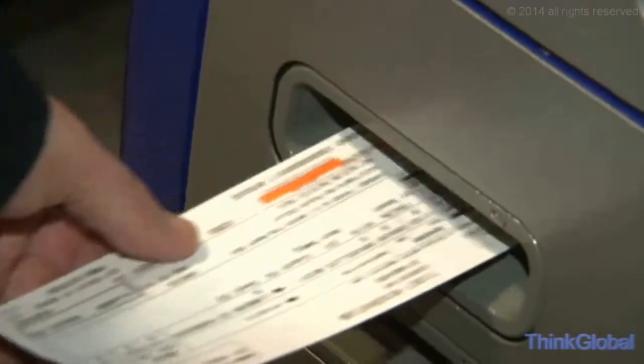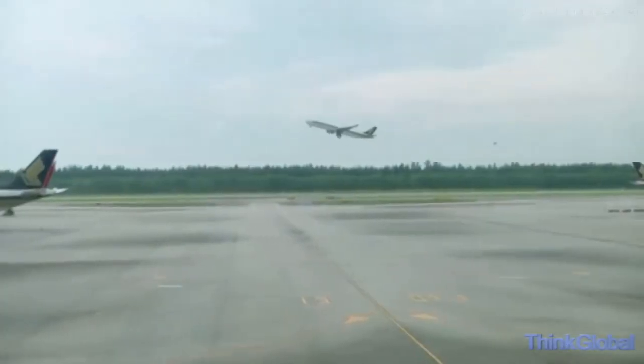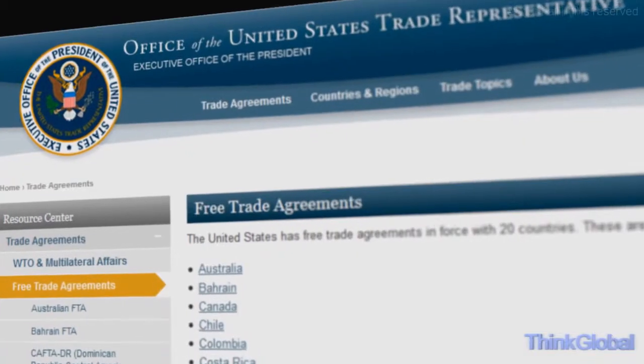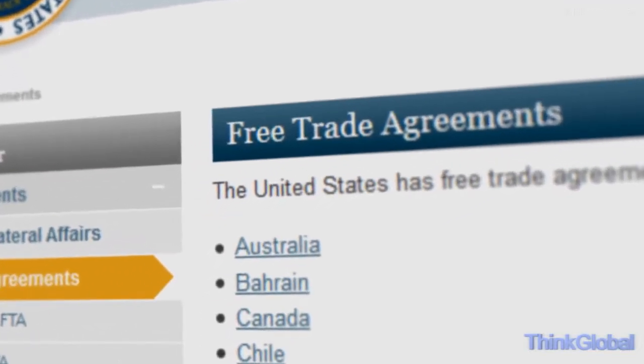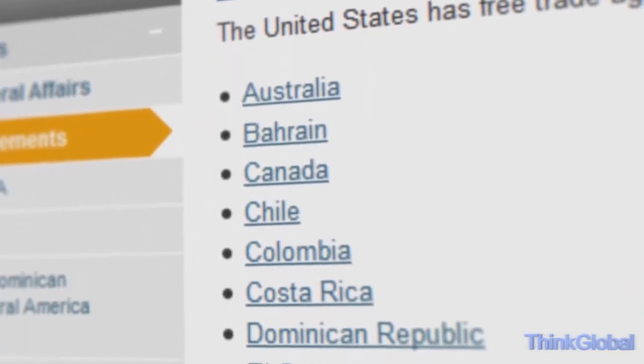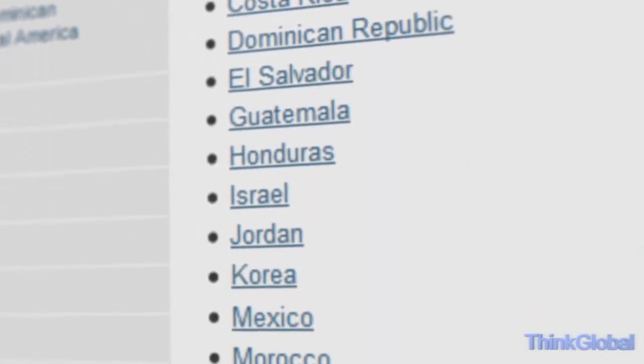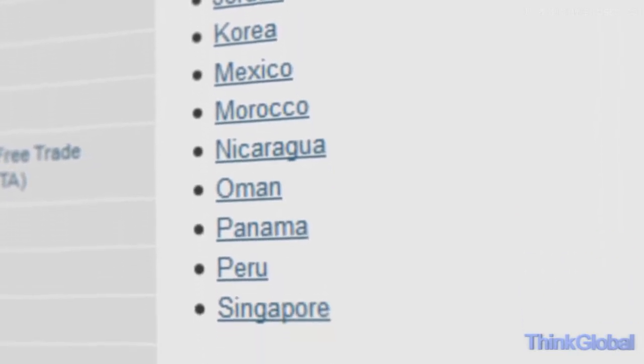On Wednesday, we'll provide an overview of U.S. free trade agreements. The United States currently has 14 trade agreements in force with 20 countries. The United States is also in negotiations for a regional Asia-Pacific trade agreement known as the Trans-Pacific Partnership Agreement, with the objective of shaping a broad-based regional pact.